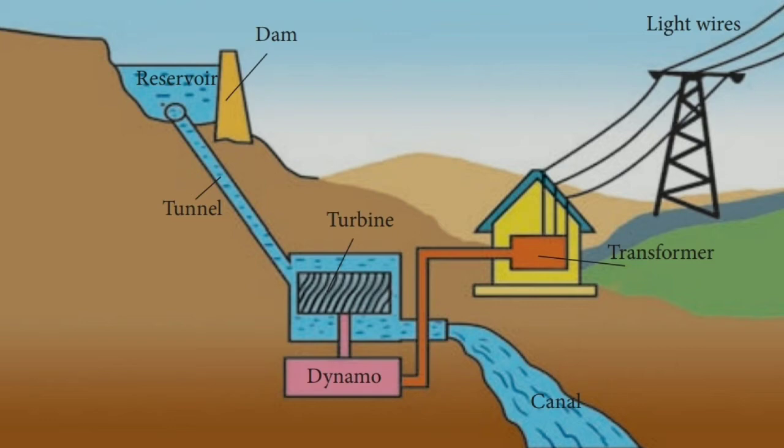Then this turbine is connected to a dynamo. The dynamo is generating electricity. So this is how electricity is generated in a hydropower station. Then, using transformers and power lines, the current is distributed all over the area, all over Sri Lanka.